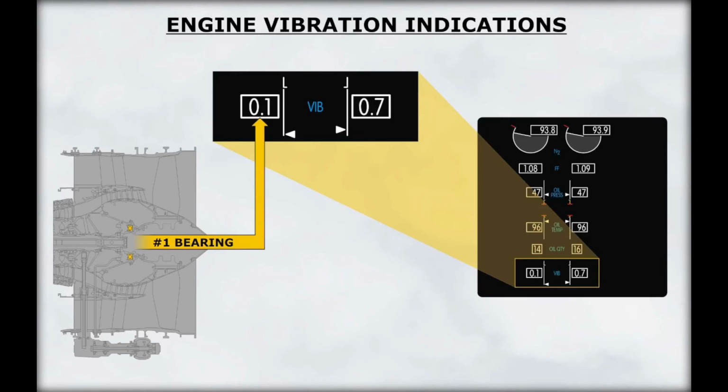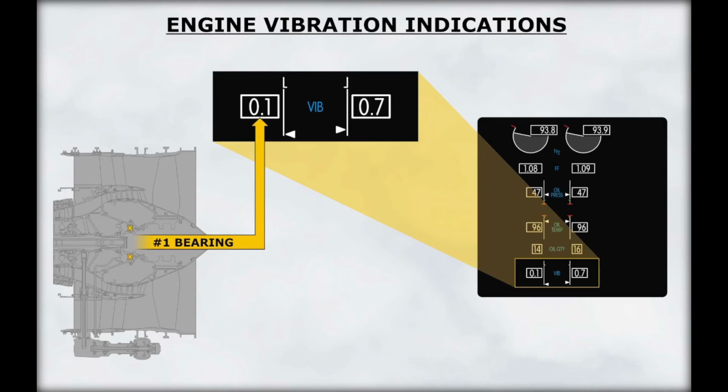The engine vibration indications are taken at the number 1 bearing in the engine. These indications are used to compare the level of normal vibration with abnormal readings. If the readings appear to be abnormal, or if a sudden change has been detected, engine malfunctions could be present.